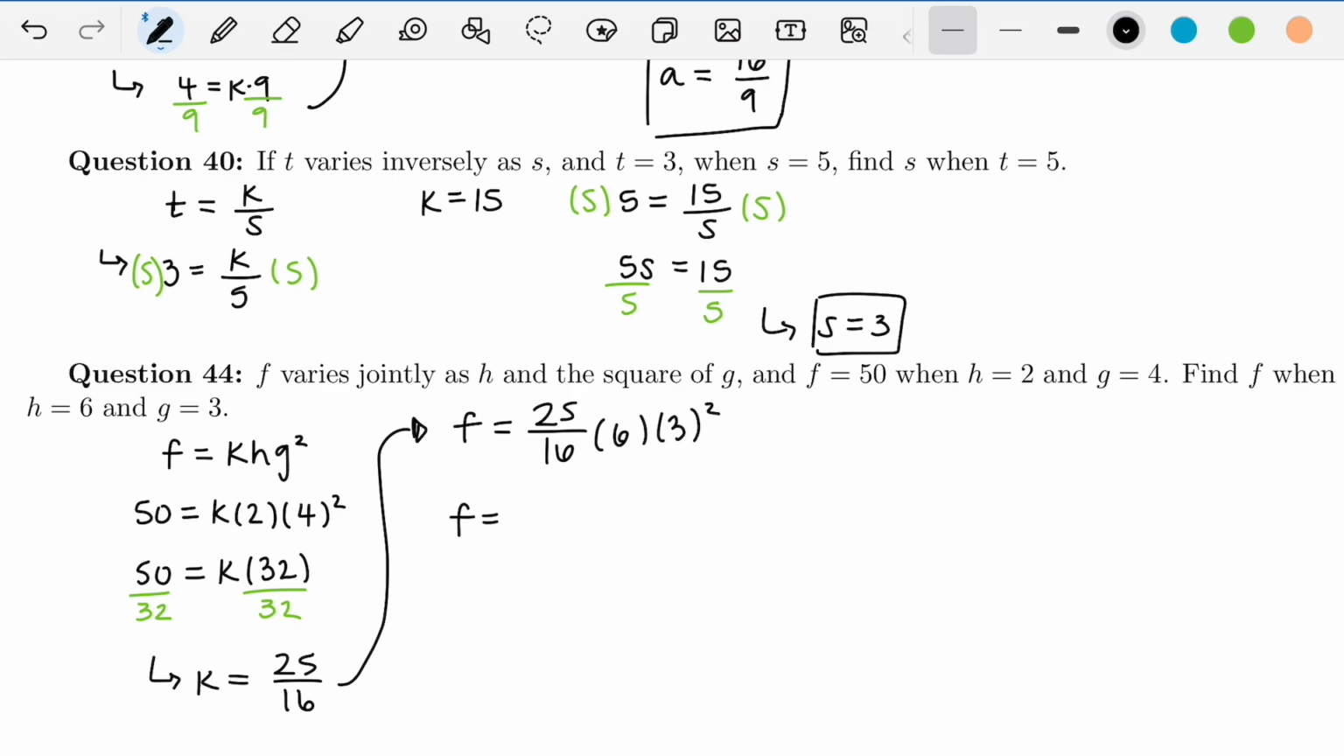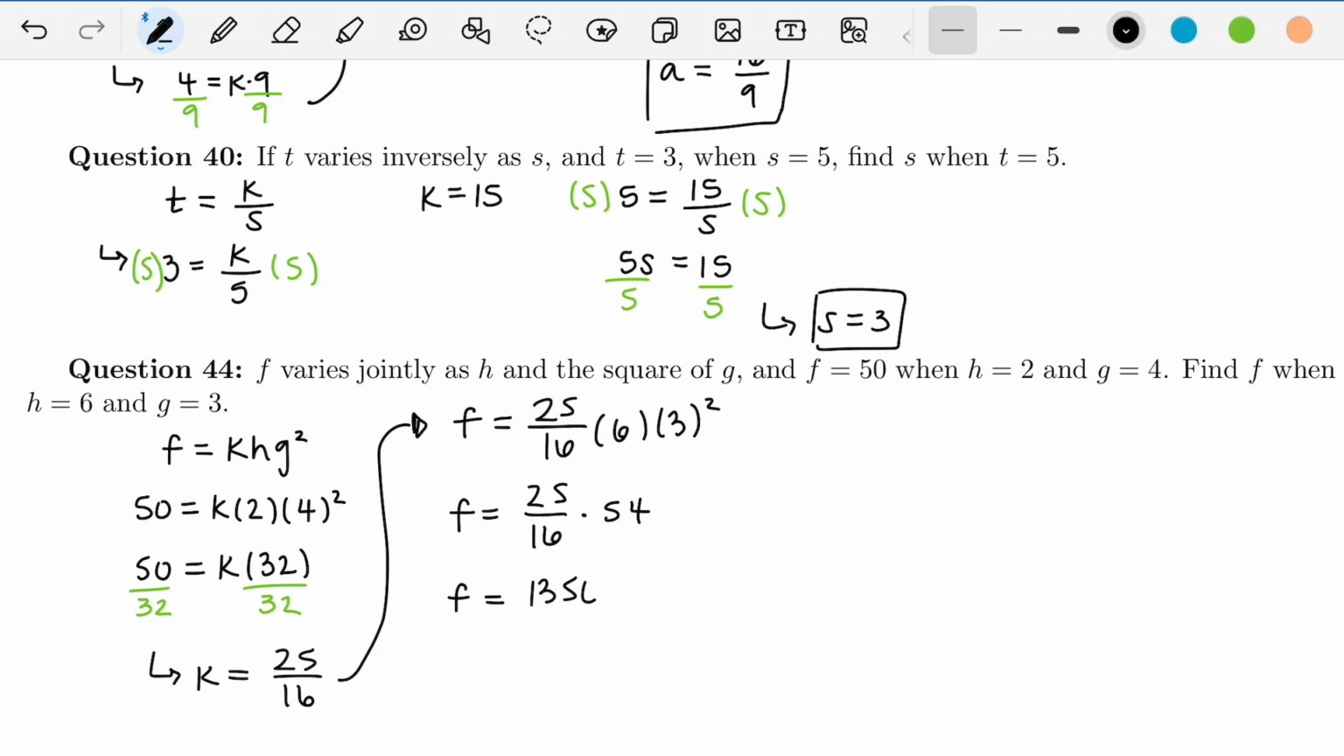Doing so, we're going to get f is equal to 25 over 16 times 54. So 25 times 54 will give us 1350, so we'll have 1350 divided by 16. And so we can simplify that. We're going to get 675 over 8. So this will be our value for f.